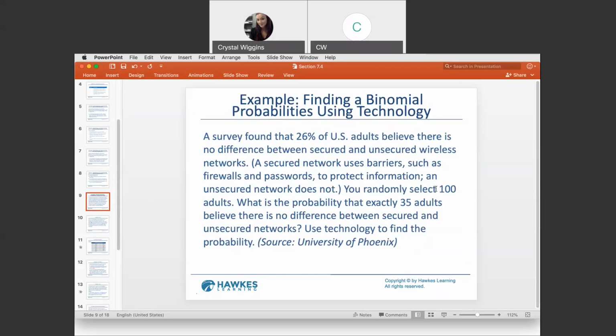You select 100 adults. What is the probability that exactly 35 adults believe there's no difference between secure and unsecure networks? Now, really think about what this question's asking. This question is asking us about a very specific outcome. Out of 100 people, we want to know what the probability is of exactly 35 believing there's no difference. Now, that's such a narrow window. This is not 34, not 36, but exactly 35. So the expectation is that the probability should be very low because of how specific the outcome is. Let's head over to Rguroo so that I can show you how to do this in Rguroo.